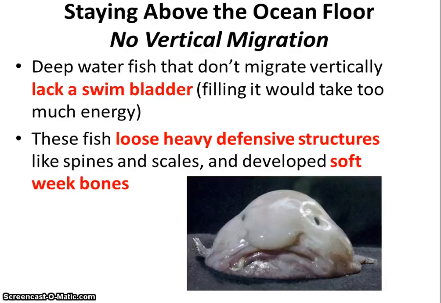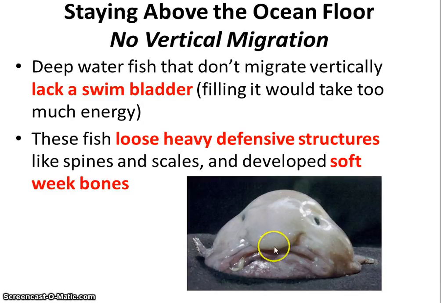If you're a deep sea fish in the bathy, abysso, or hadopelagic, or you're one of the few fish in the mesopelagic that don't vertically migrate, the way you stay above the ocean floor is you lose all of your heavy defensive structures, everything that would make you actually sink. You lose your dense muscles, your well-developed bones, your spines, your scales. You basically turn into a pile of snot like this guy, the blobfish.